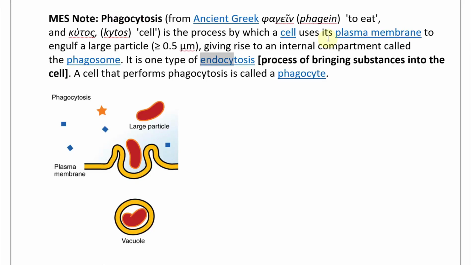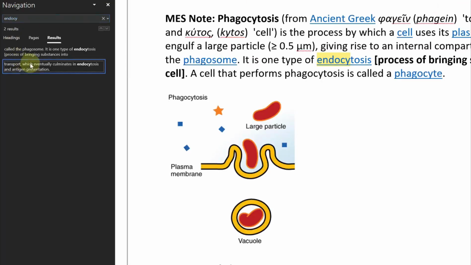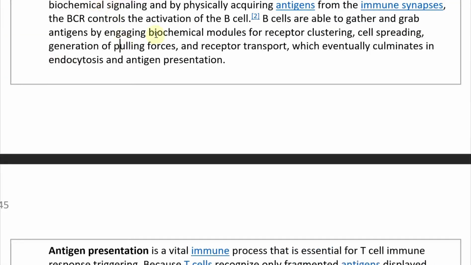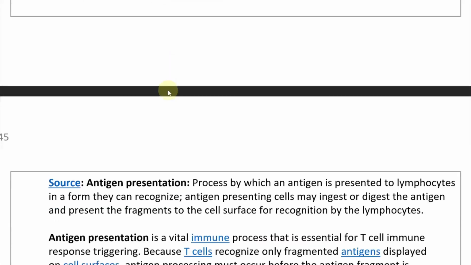So let's just go back here now. Let's go back. Why is it not going? It's frozen. Oh, we're back, so it's working now. And let's click here and go there. Yes. And now let's look at this antigen presentation.